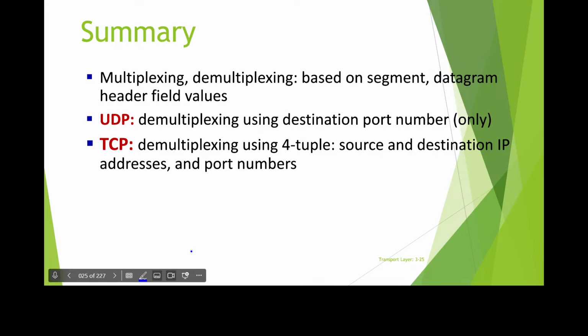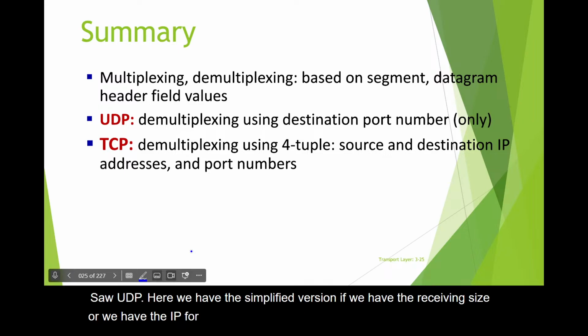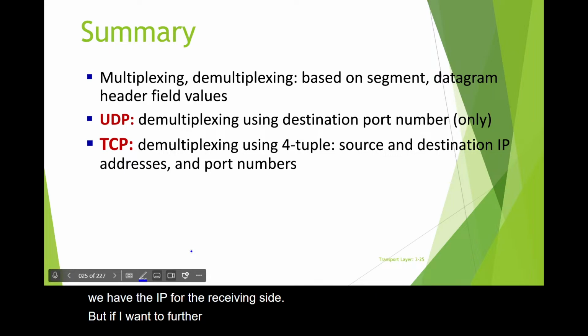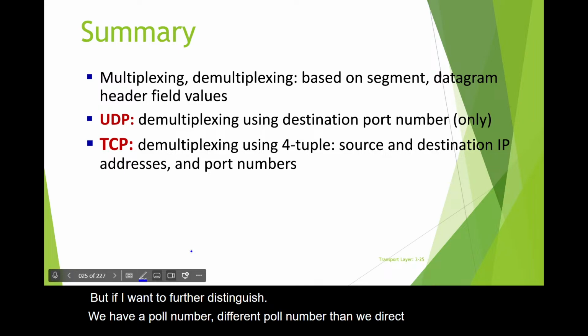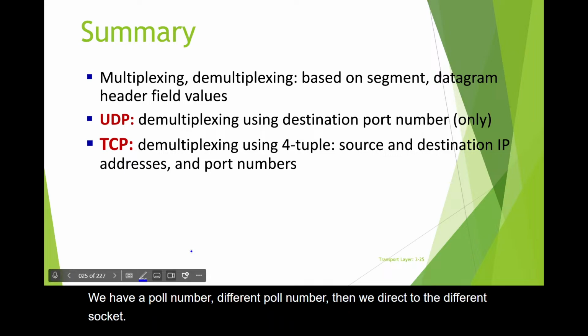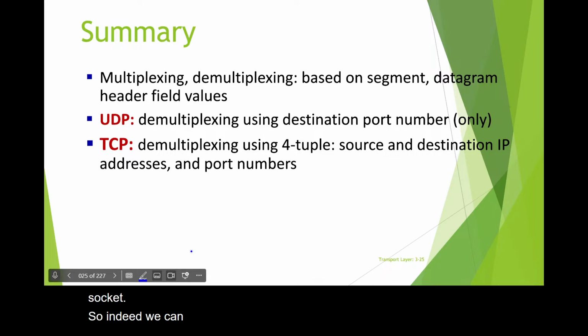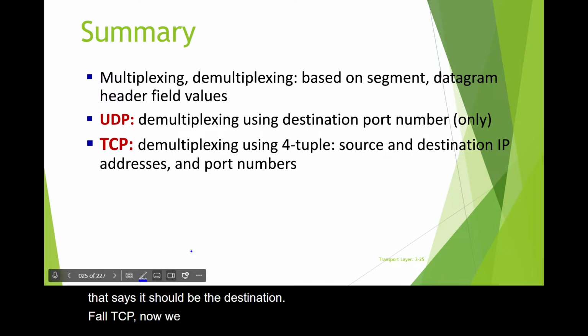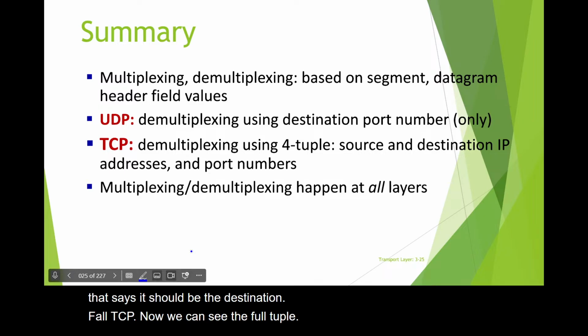For UDP here, we have the simplified version. On the receiving side, we have the IP. But if we want to further distinguish, we have a port number. With a different port number, we direct to a different circuit. So indeed, we consider the IP and the port number at the receiving side, that is, the destination. For TCP, no, we consider the full tuple. And that's all.